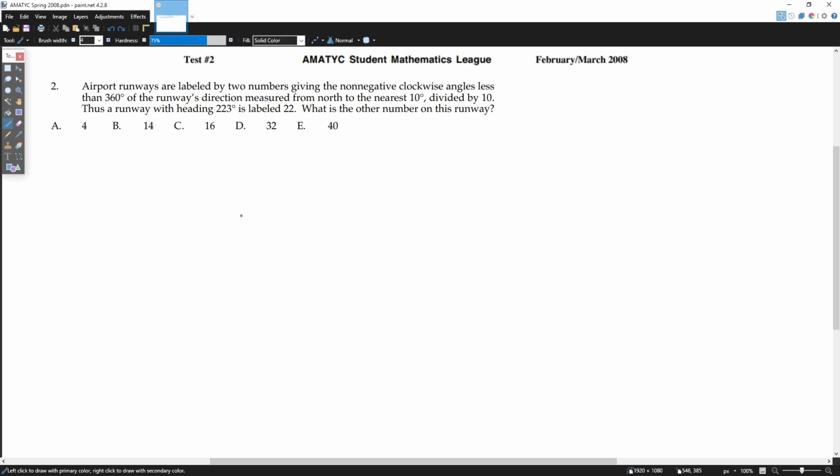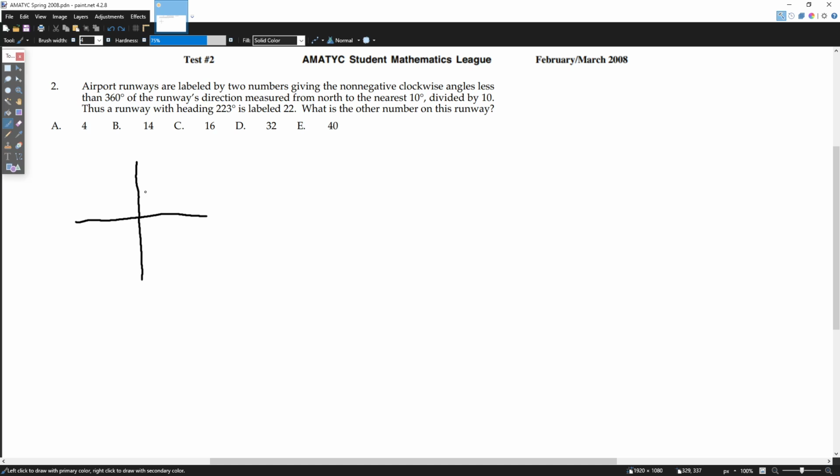So the first thing we should try to do is understand how they got a label of 22 from a heading of 223 degrees. So how should we draw 223 degrees? Well, most of the time when you're drawing an angle, you'll start out with something like this, and you might also sketch in a circle to start representing angles. I'm going to leave out the circle.